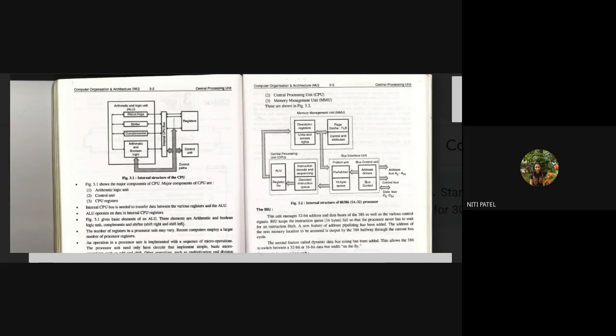Can you see that control bus which is connecting the two blocks, bus interface unit and CPU? Can you see that arrow? Whatever instructions are in your instruction queue, who will execute those instructions? The instruction unit part of your central processing unit.